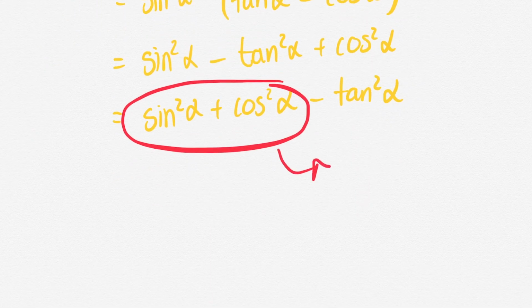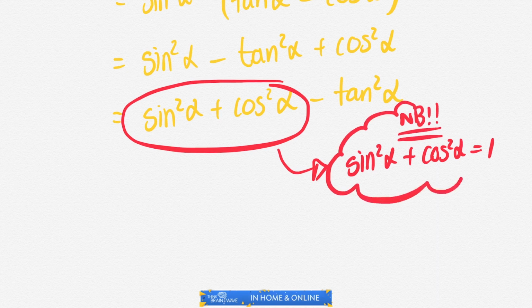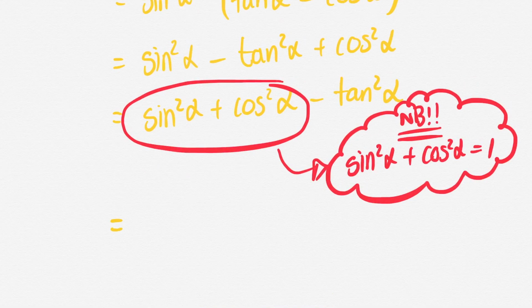Something important. If you're not sure, as I've mentioned, go and watch the other videos before, but I'm also going to make a note on it here. So sine squared alpha plus cos squared alpha is equal to 1. Take good note of this. Putting this in a nice cloud so you don't forget. So essentially, your left-hand side is equal to 1 minus tan squared alpha.